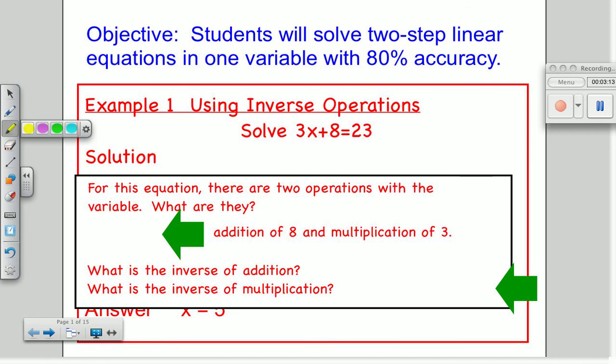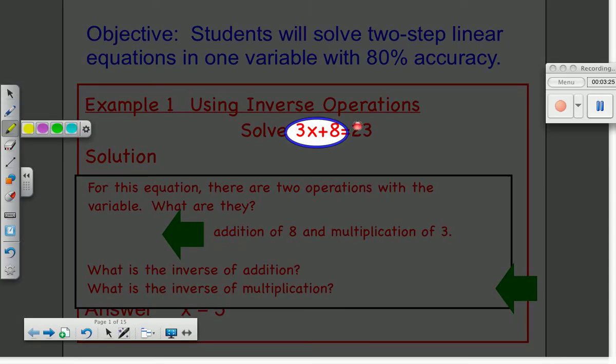Notice I haven't even talked about the 23 yet. The reason I'm not talking about the 23 is because we're just focusing on the side of the equation that has the x. Always just focusing on that side alone. That's where our operations are. We need to isolate the variable, get it by itself. So first I need to understand what is being done to the variable. Well, it's being multiplied by 3, and on that side of the equation, I'm also adding 8.